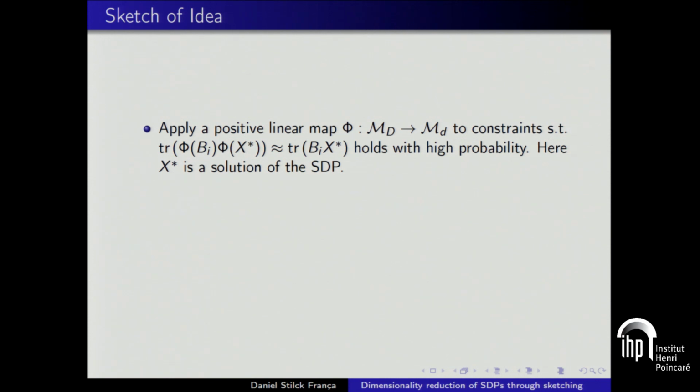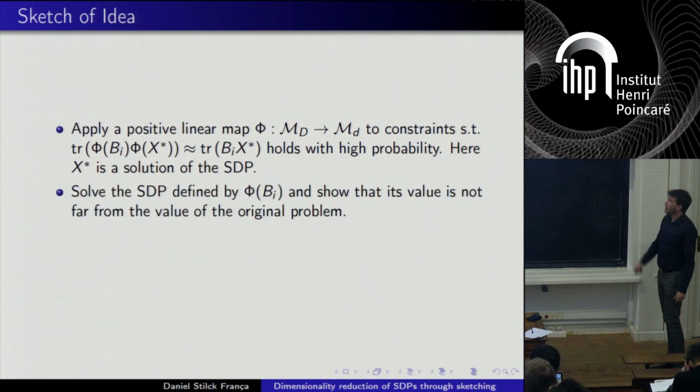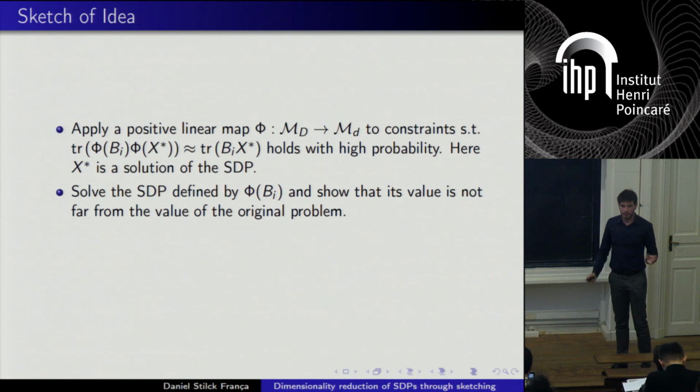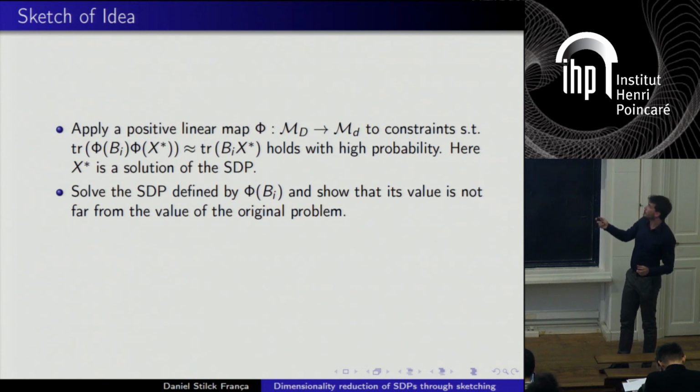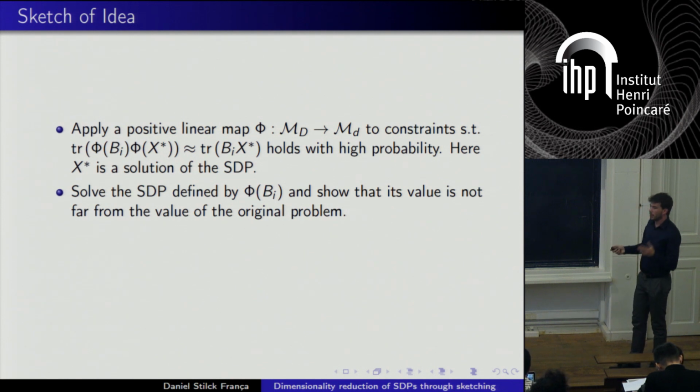So demanding that this is essentially the same and is also positive tells us that we are somehow preserving the feasibility of this optimal point x star. And then if this output dimension, small d, is smaller than d, we can define a smaller SDP with our phi bi's. And this is where the sketch in the title comes from.